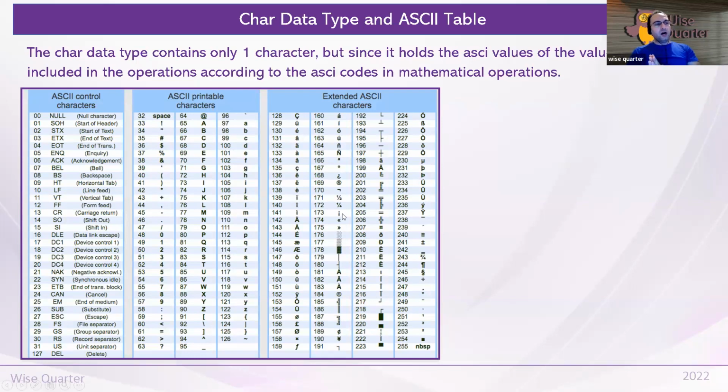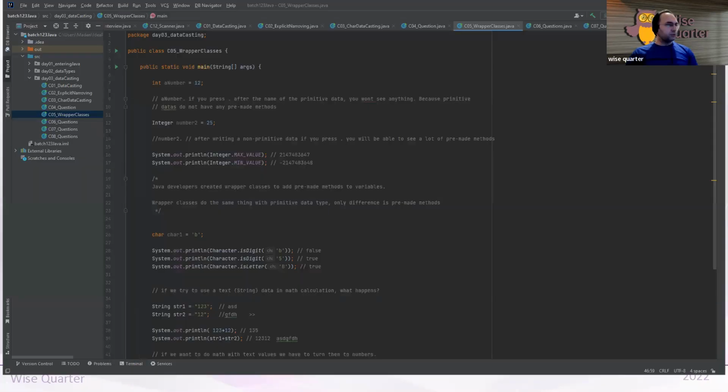When you use a char data type in a math calculation, it tends to act like a number. If both of them are char, and you write A plus B, instead of letters, they will act like numbers. The result will be, if I remember correctly, 195. We did it yesterday, so I'm not going to explain it. But we can solve a few questions here.